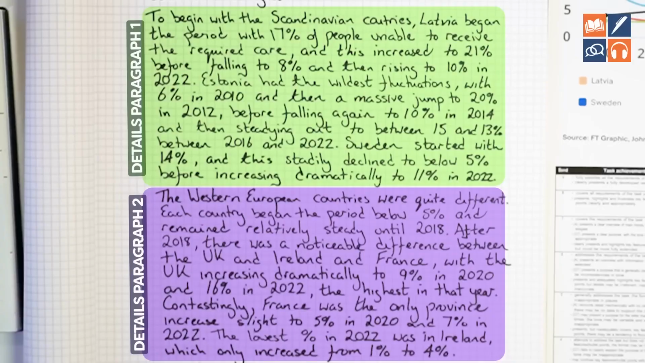So what this student has done is they have grouped the countries into Scandinavian countries and Western European countries. So there's two problems with this. Number one, the data is not comparing Scandinavian countries to Western European countries. If the data was doing that, then there might be an argument that that's a logical thing to do. But the data simply isn't doing that. The second problem is some of them are not Scandinavian countries. Latvia is not in Scandinavia, and Sweden is in Scandinavia, but it's also in Western Europe.